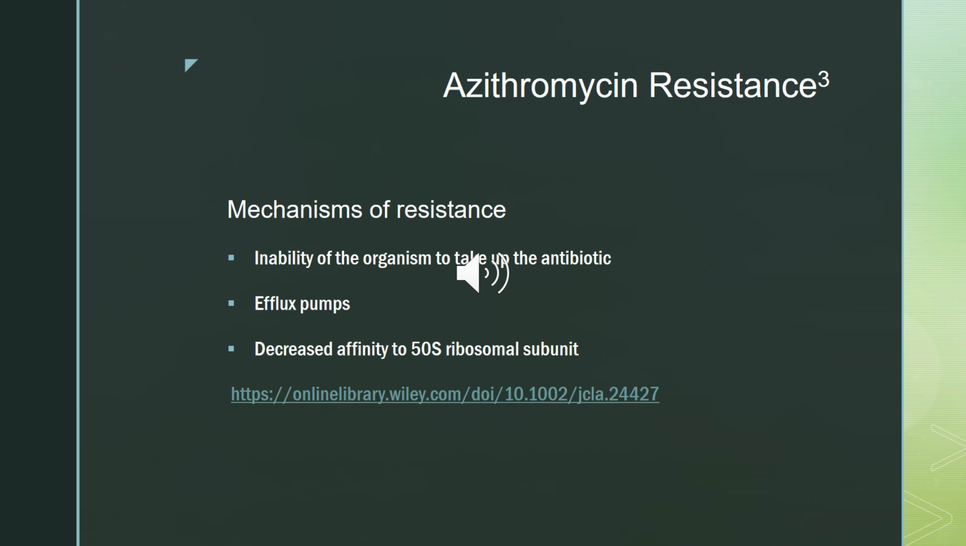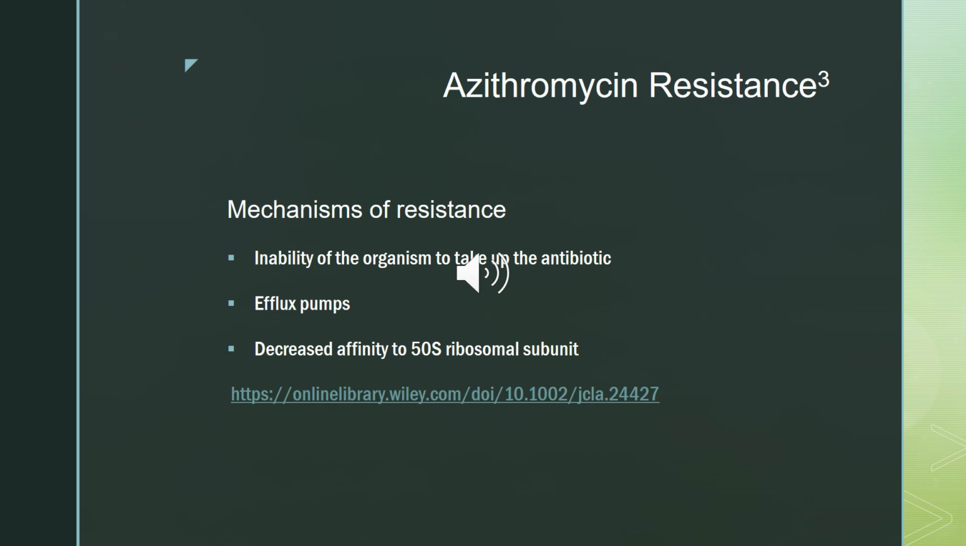And one of the mechanisms is an inability of the organism or the bacteria to take up the antibiotic. For some reason, this bacteria has made some type of phenotypic change in which the antibiotic is no longer able to penetrate its cell wall. We also have efflux pumps, where the antibiotic is able to penetrate the cell wall, but it's being pumped back out by efflux pumps. Or we have a decrease in affinity of the 50S ribosomal subunit, which is our mechanism of action for azithromycin.